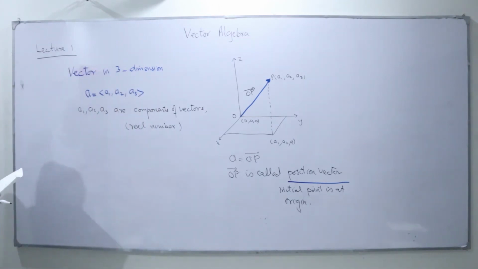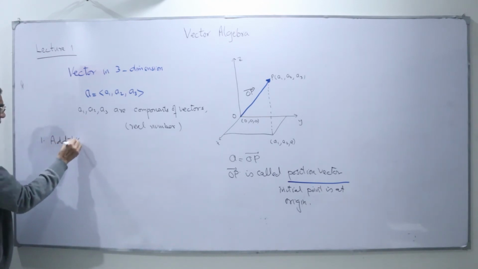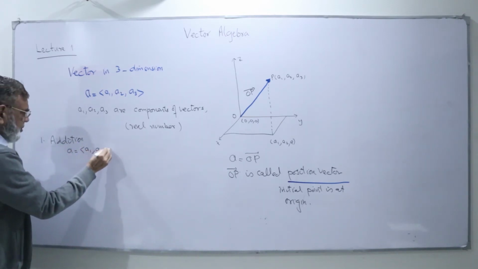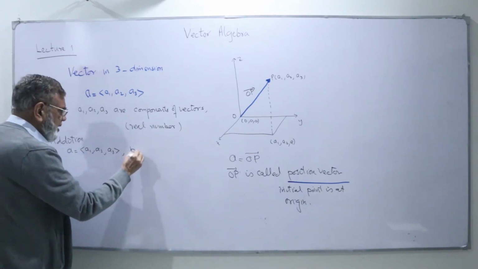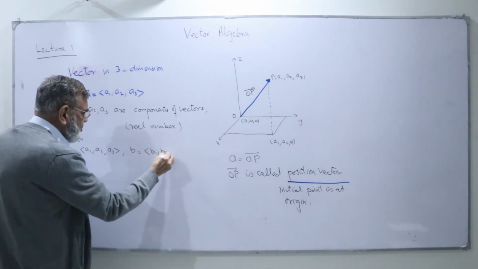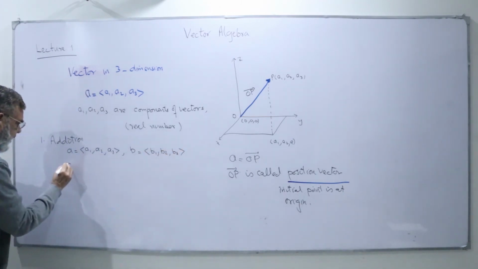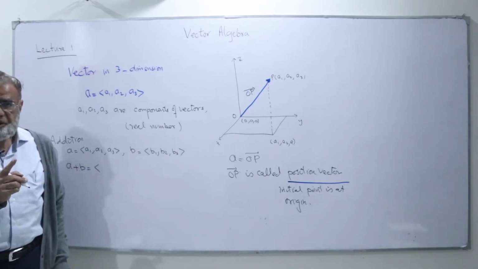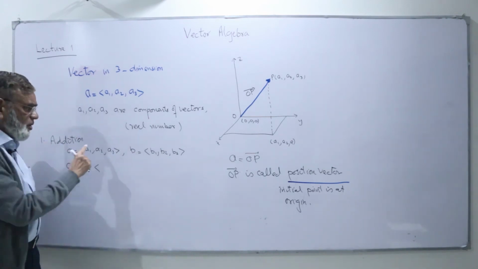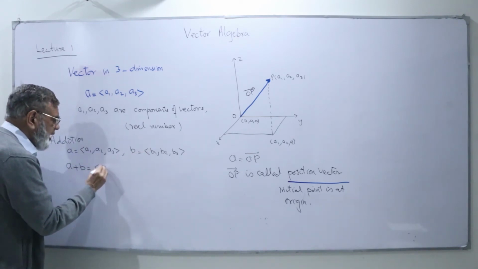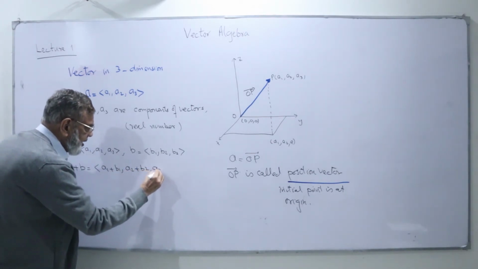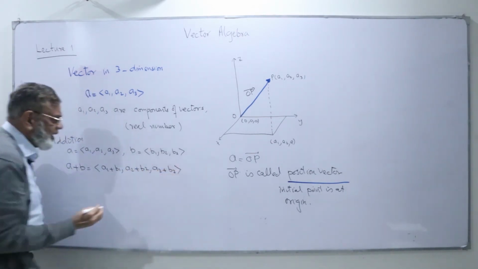Number 2, we can add 2 vectors. Addition of the vectors: we have vector A equal to (A1, A2, A3) and vector B as (B1, B2, B3) in 3 dimensions. I want to add A plus B. Here I add component-wise, like we add in the case of matrices, where we add corresponding components. So we have A1 plus B1, A2 plus B2, and A3 plus B3. So this is my sum vector.